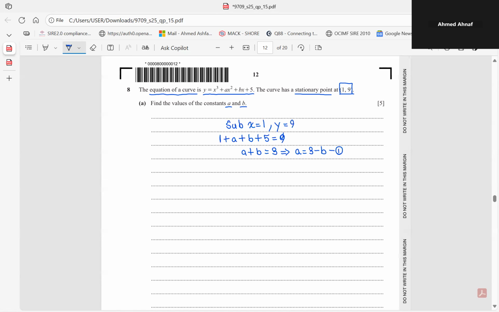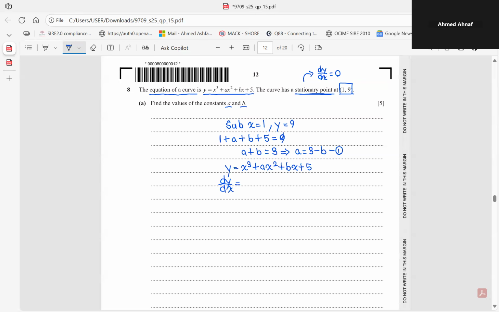Now we're going to have to form a second equation. So we're also told that this point in here is a stationary point. So this means that dy dx at this point is equal to 0. So now we have to find our dy dx. So let's take our original equation. So to differentiate this, we're going to differentiate each term separately.